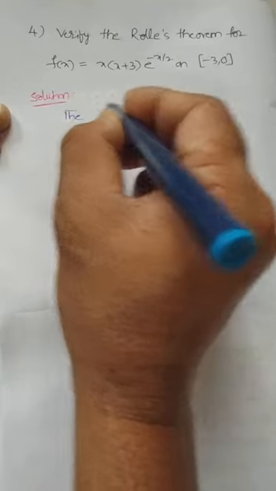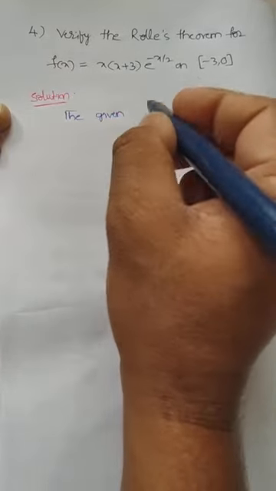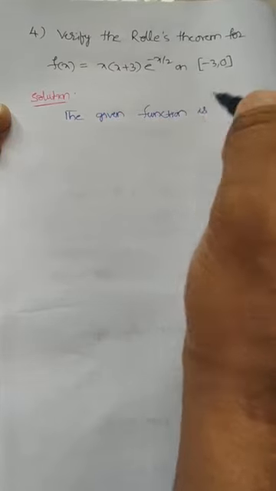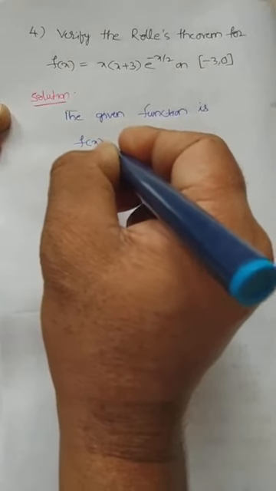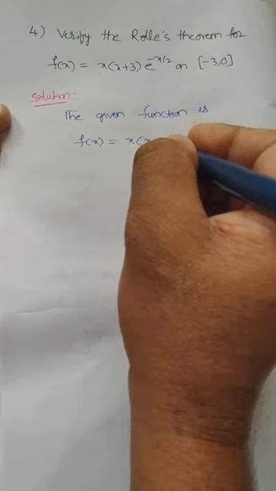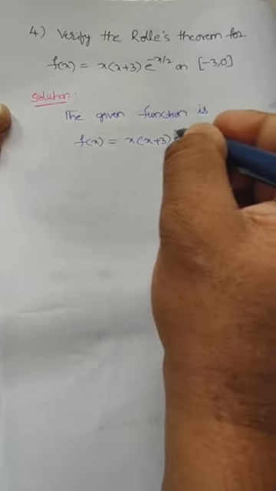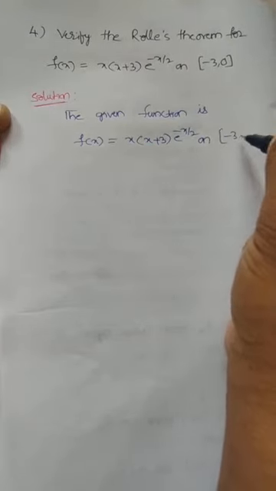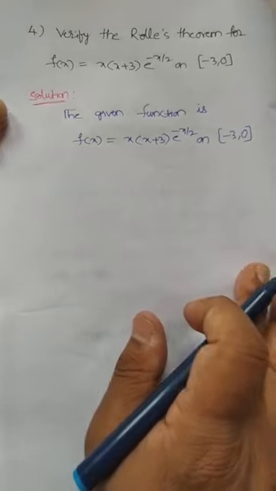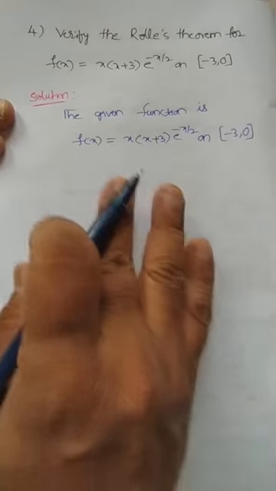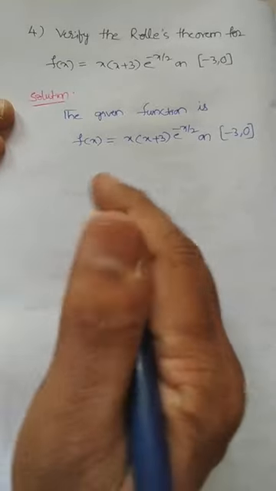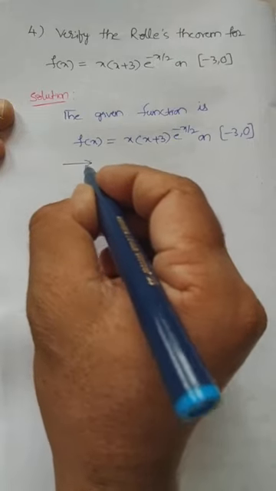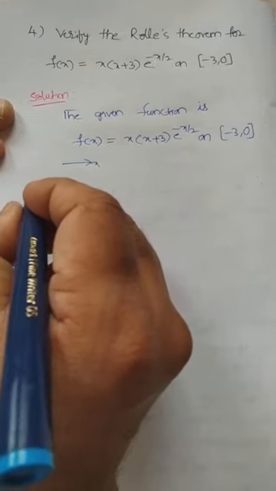The given function is f of x is equals to x into x plus 3 into e power minus x by 2 on minus 3 comma 0. So in this problem I am finding the f dash of x in the earlier stage only. Okay. Now here I am going to get the f dash of x value. So derivating this function with respect to x on both sides, I could get what now?